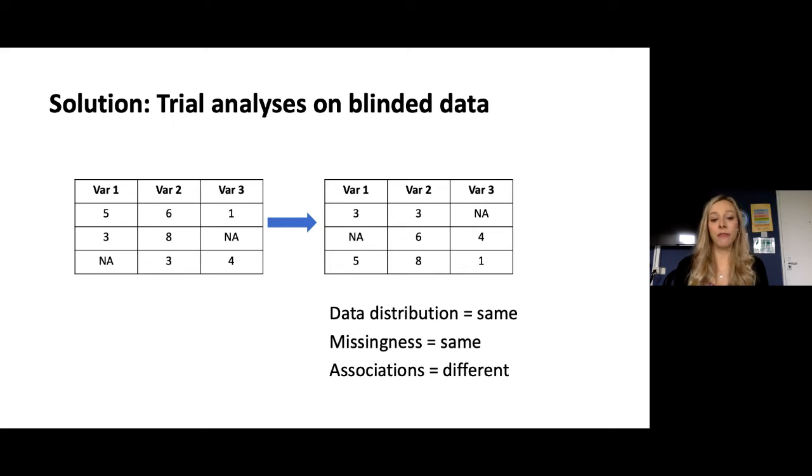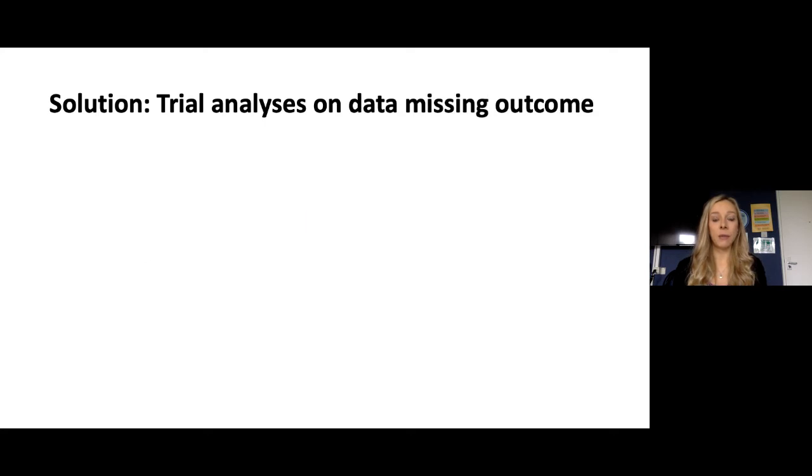So one really minor, or maybe not so minor, limitation with this approach is that although we can assess the data distribution and the missingness, because we can't see any associations between variables, we wouldn't be able to assess some things, for example, like collinearity between variables or even predictors of missing data. But the following solution can address those problems.